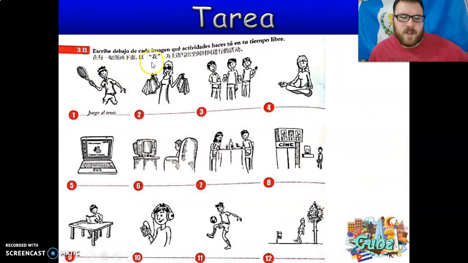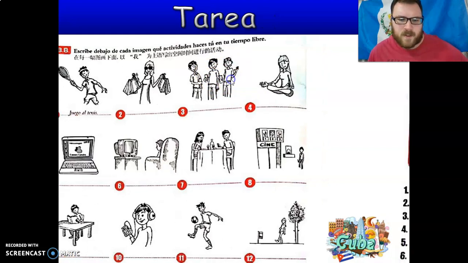All right, here, you change them into the yo form. I just want you guys to put all of these in the yo form. So yo juego al tenis. So I play tennis. And then the same for all of these ones. This is conectarse al messenger. And this is yoga. And then this one's to go out with friends. So they go out, have some beers, whatever, hang out.